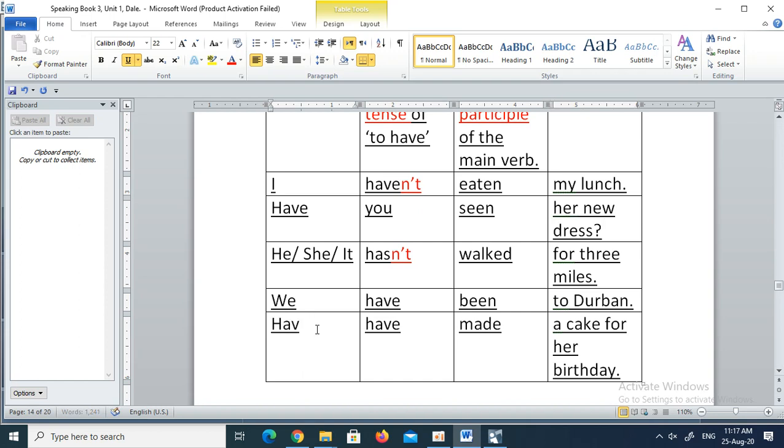I can say, have they made a cake for her birthday? And if I want to make it a negative question, I can say, haven't they made a cake for her birthday? And again, if we turn it into a question, then we must use a question mark. But again, it is very simple to make a question. All you do is you change the first and the second word. All right.